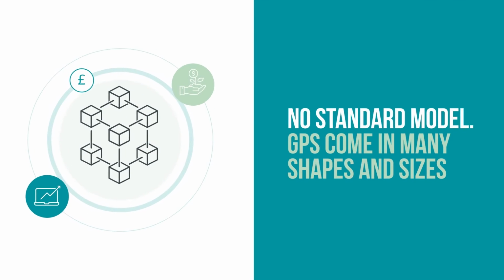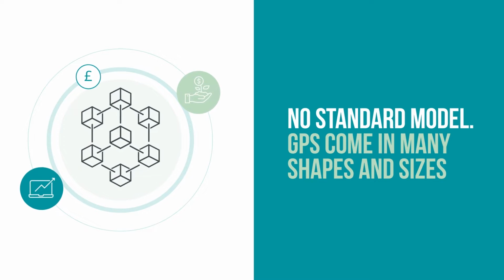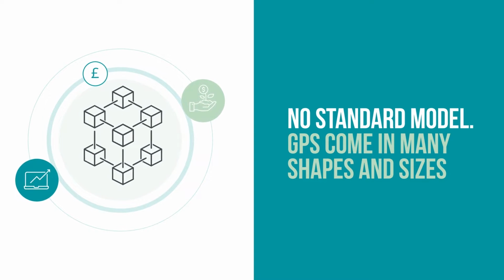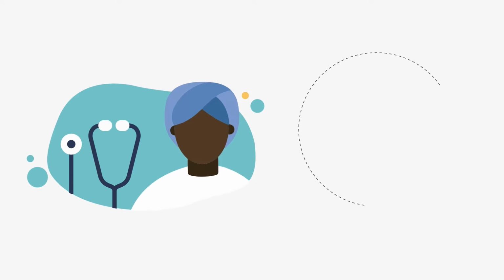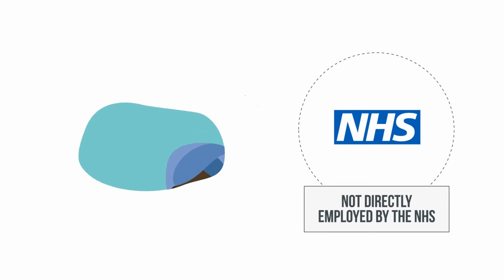There is no standard model for how general practice should be organised. GP practices come in many shapes and sizes to suit the needs of the local community. There are single-handed GPs, multi-partner practices operating across localities, and super practices covering much larger geographical areas. The common factor behind each general practice business model is that most of the individual GPs and practice staff are not directly employed by the NHS.